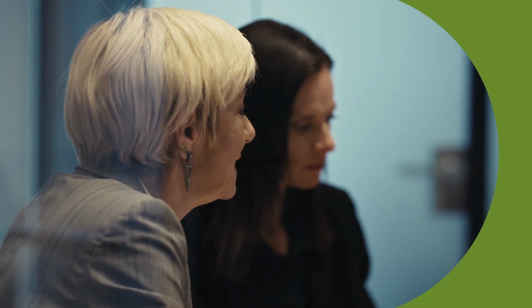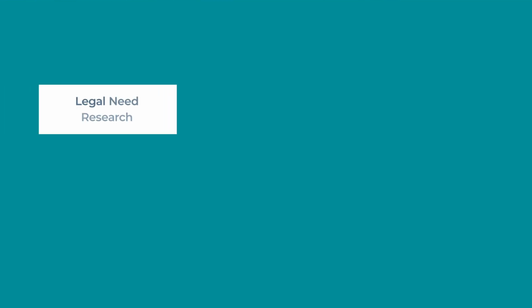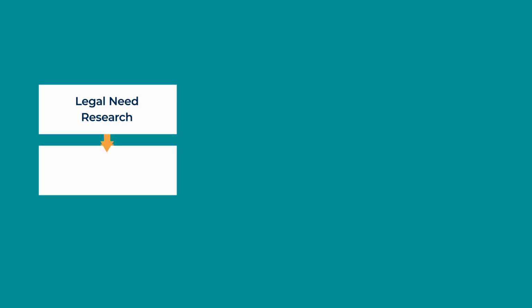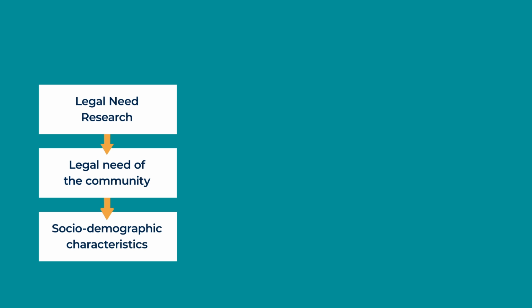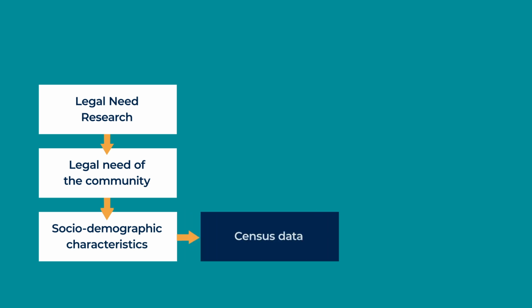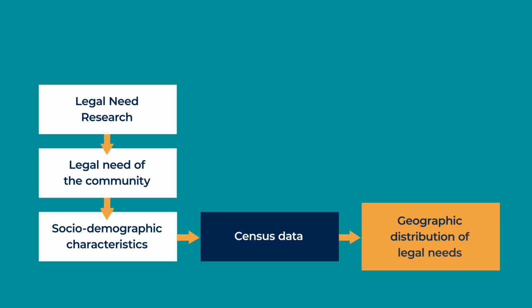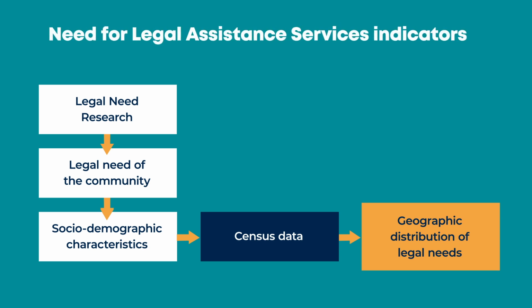Data sources can be used together to form a nuanced picture of legal need relevant to the service or provider for service planning. The insights gained from Australian and international legal needs surveys, particularly around the relationships between socio-demographic characteristics and legal needs, allow us to use other readily available data, such as census data, to better understand the geographic distribution of legal needs. The Law and Justice Foundation of New South Wales Need for Legal Assistance Service Indicators, otherwise known as NLAS, are a good example of this.